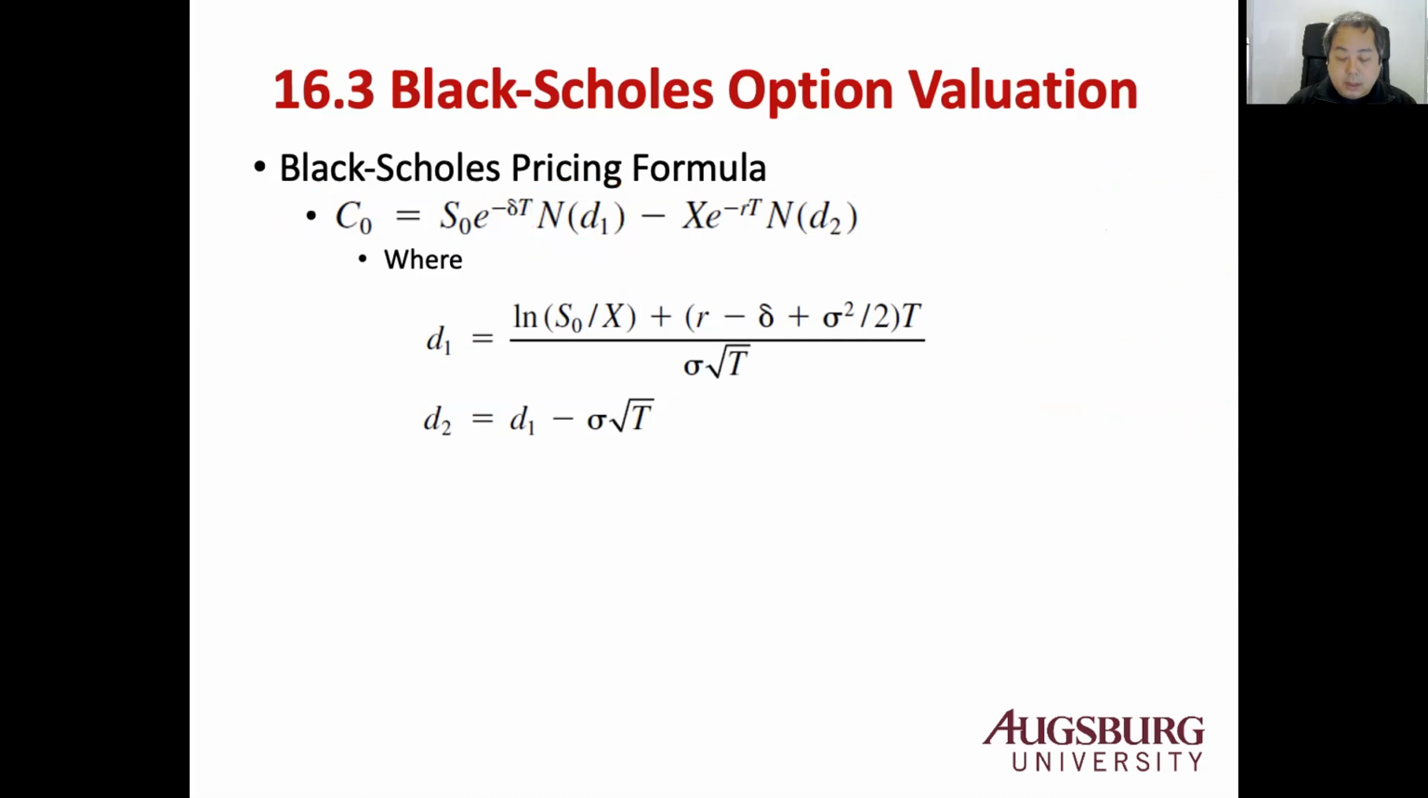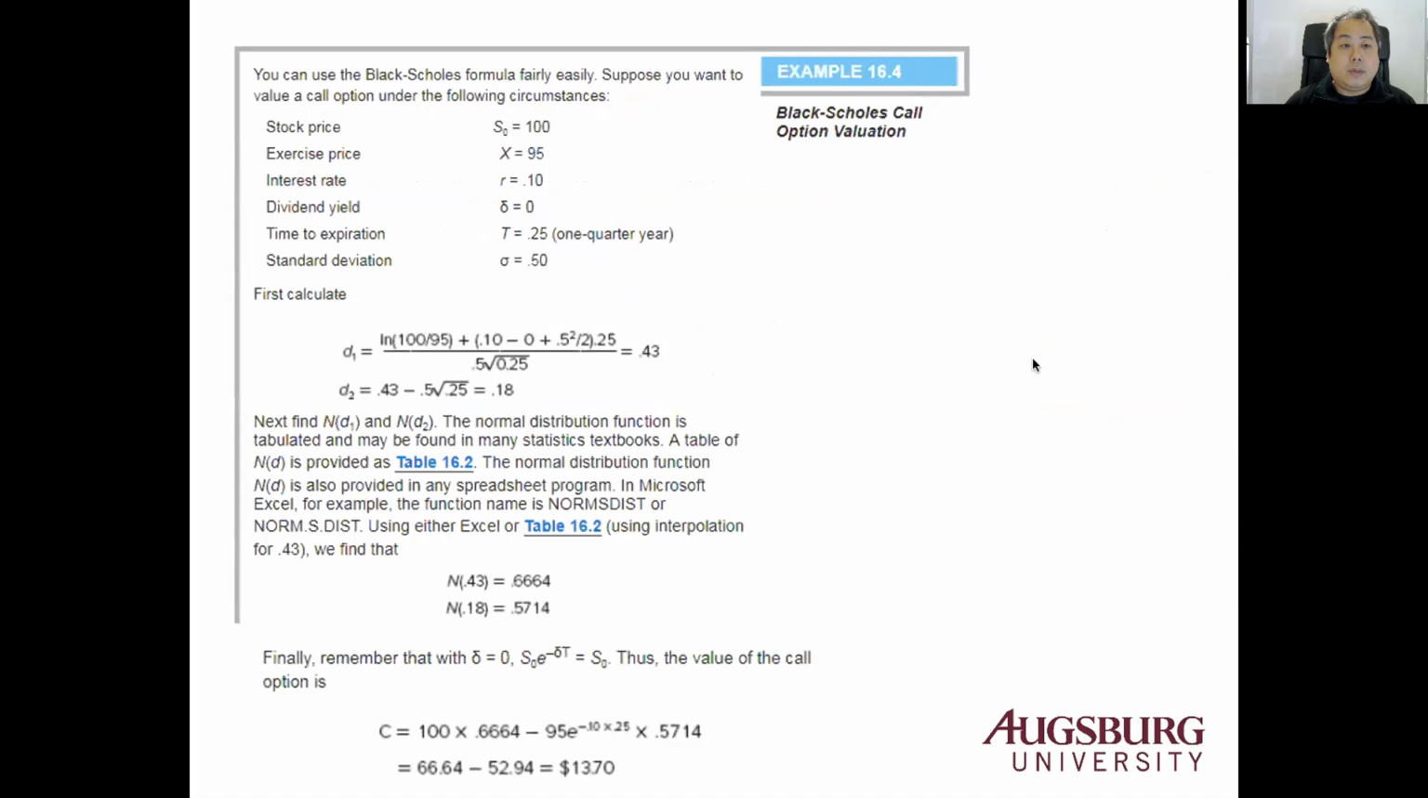So first of all, not really memorize, but remember what this formula looks like. And the next slide, we'll see the example. You can use the Black-Scholes model fairly easily because you just plug the numbers into the formula. It looks complicated, but once you plug in, then the number pops up. So suppose the stock price is 100, exercise price is 95, interest rate is 10%, dividend yield is 0, the time to expiration is a quarter year, so 0.25, and the standard deviation is 50%.